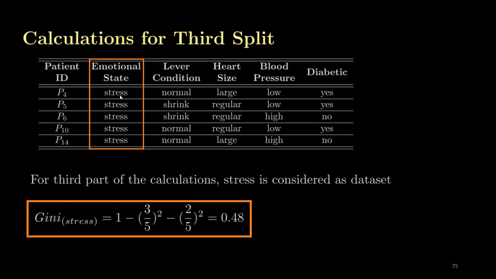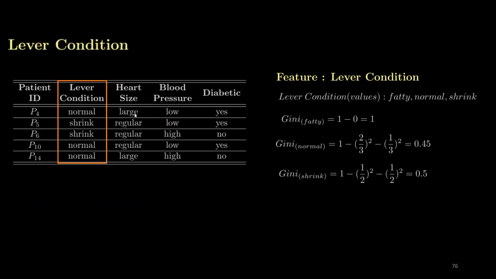So first we will find the Gini value of the stress. Stress appears 3 times with the label yes and 2 times with the label no. So these are the probabilities. Square them and subtract it from 1. We will get 0.48. Now it's time to find the Gini values of the liver condition.